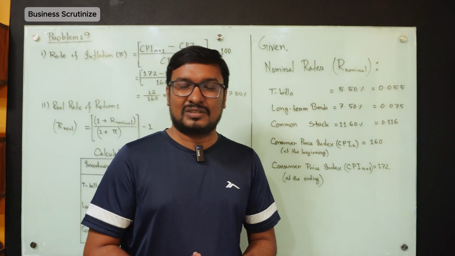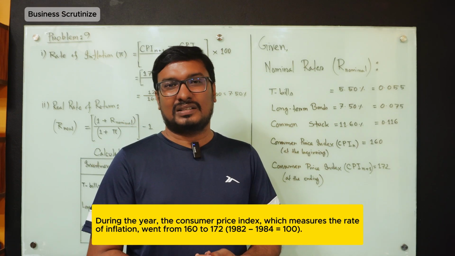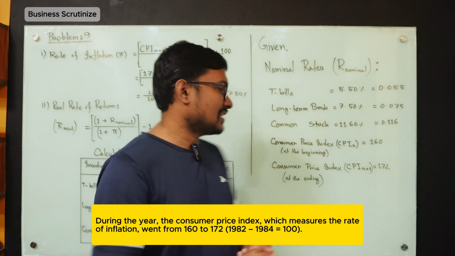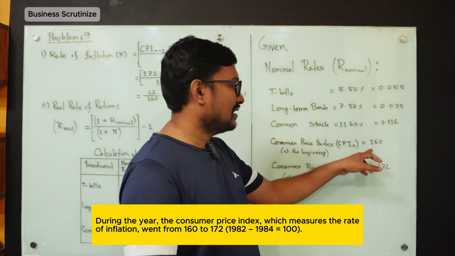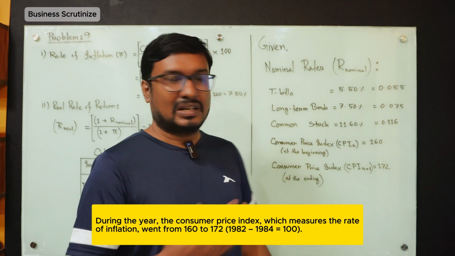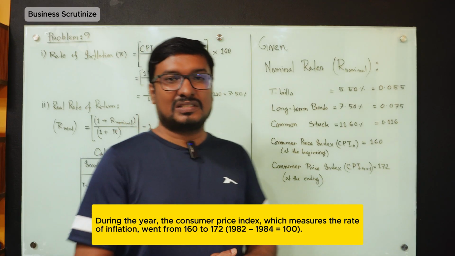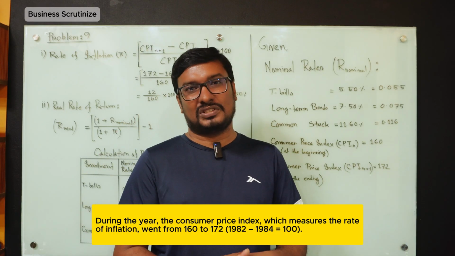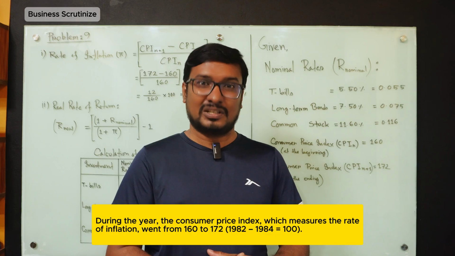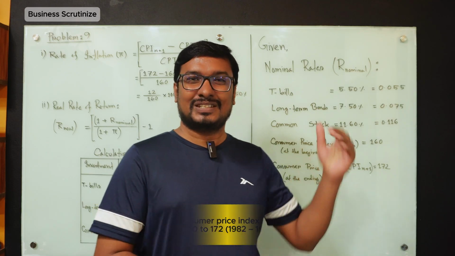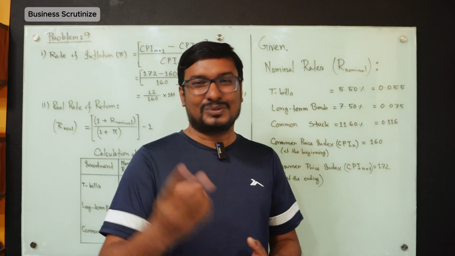Additionally, we are given the consumer price index at the beginning of the period, which can be written as CPI n, and the value is 160. And lastly, the consumer price index at the end of the period, which is CPI n plus 1, has the value 172. Considering this data, we have to compute those two requirements.